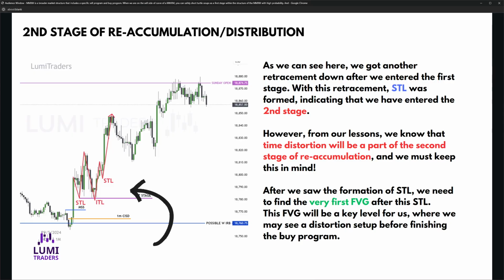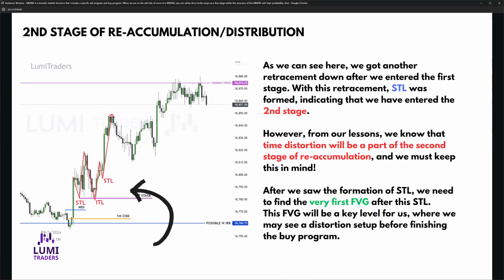From our previous lesson, I guess it was explained in my pre-market video, but if not, I'm going to talk about time distortion in my next video. From my lesson, I guess it was posted on Twitter as well. We know that time distortion will always be part of the second stage of reaccumulation. Okay, time distortion is consolidation. Consolidation is a time distortion. Completely the same thing right here.